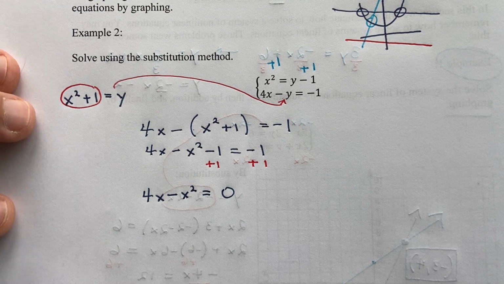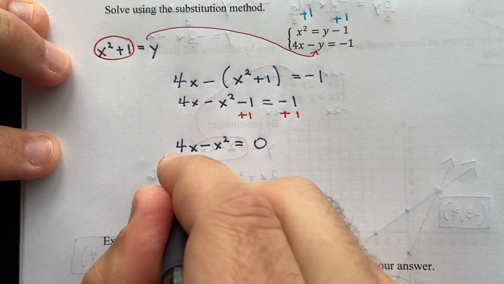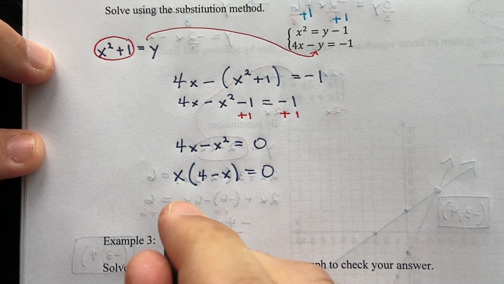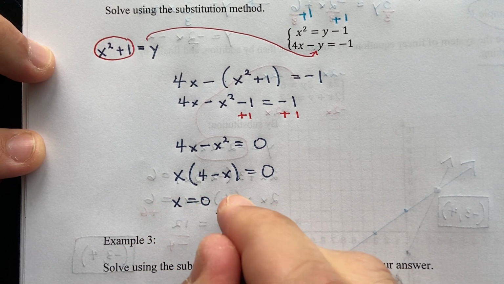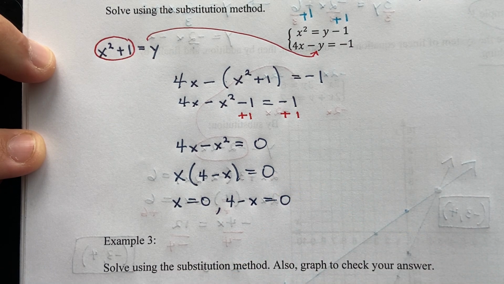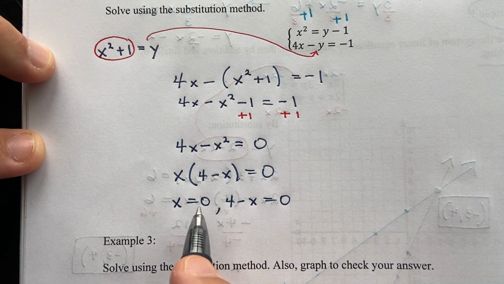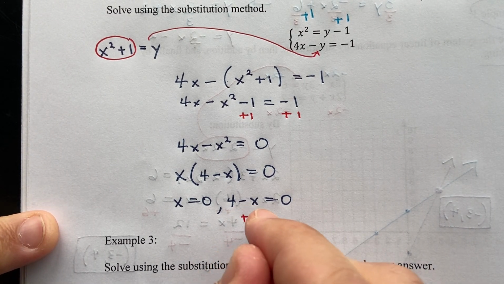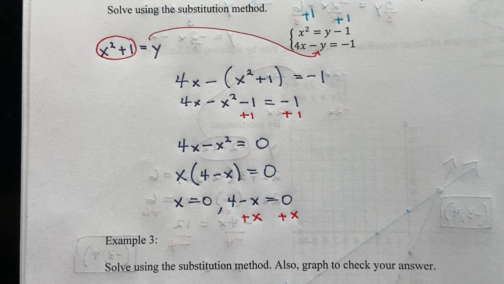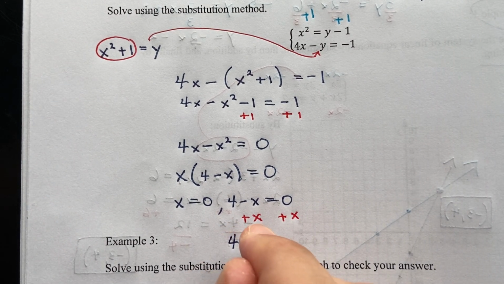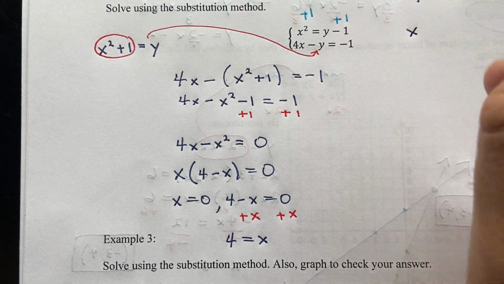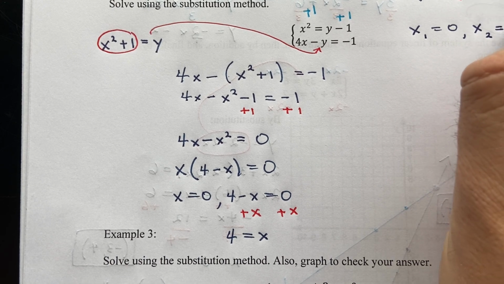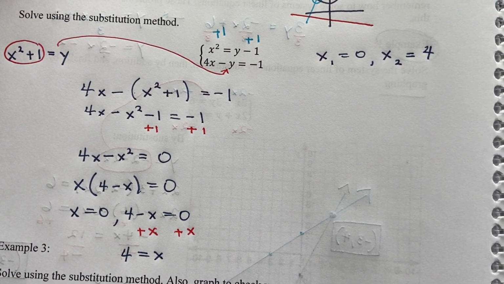So I'm noticing we can factor. So we'll factor out an x, leaving behind a 4 minus x. So x must be 0. This is a zero product property now. Or 4 minus x needs to be 0. So x is 0 is apparently a solution. And if I add x here, we get 4 equals x. So we have like an x1, I'll just call that 0. And we have like an x2, I'll call that 4, from this work down here.